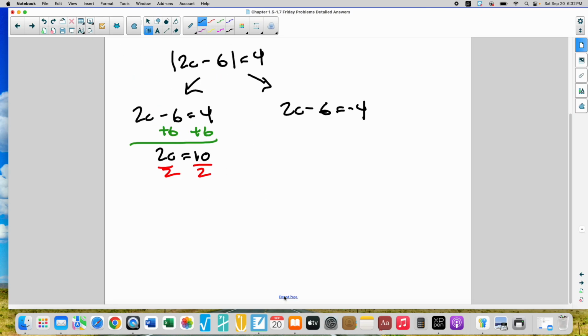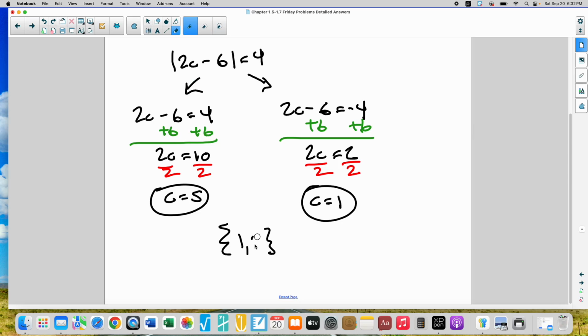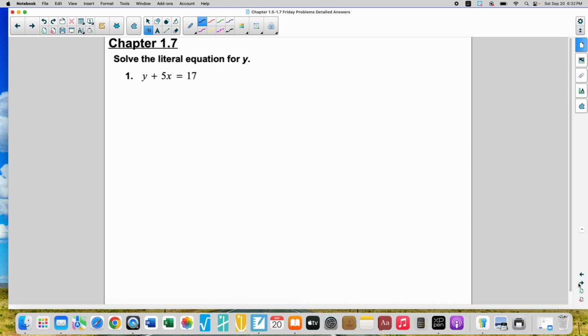C equals 5. Let's add 6. Add 6. 2c equals 2. Divide by 2. Divide by 2. C equals 1. Solution set is 1, 5. Again, not my best 5 I've ever written in my life. So let's take the time to rewrite it so everybody can understand it.